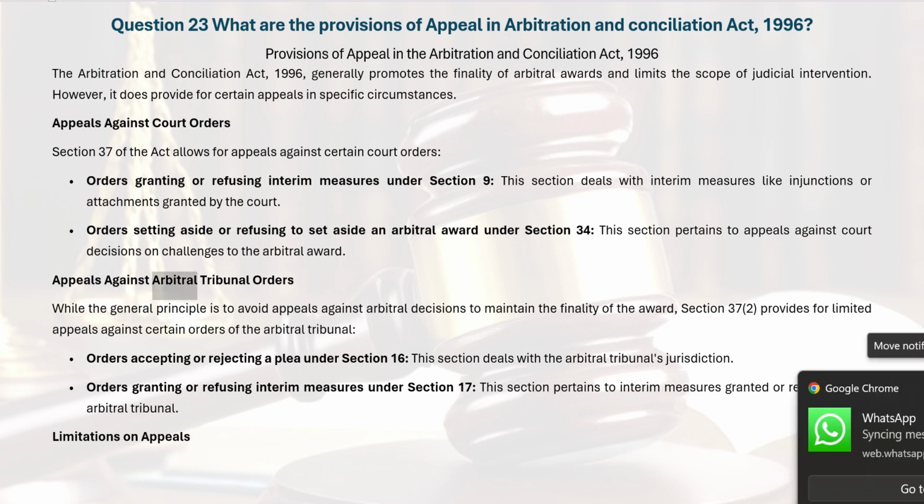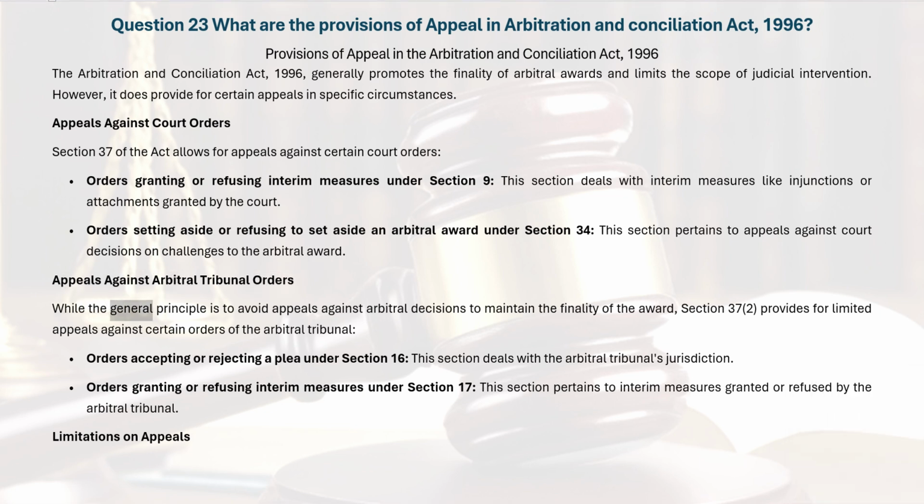Appeals against arbitral tribunal orders. While the general principle is to avoid appeals against arbitral decisions to maintain the finality of the award, Section 37(2) provides for limited appeals against certain orders of the arbitral tribunal. Orders accepting or rejecting a plea under Section 16. This section deals with the arbitral tribunal's jurisdiction. Orders granting or refusing interim measures under Section 17. This section pertains to interim measures granted or refused by the arbitral tribunal.